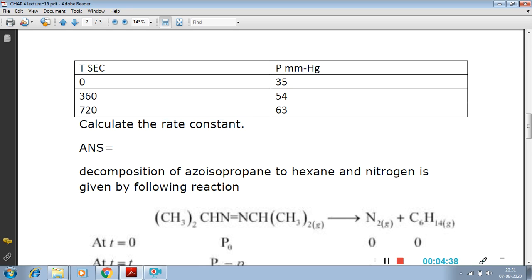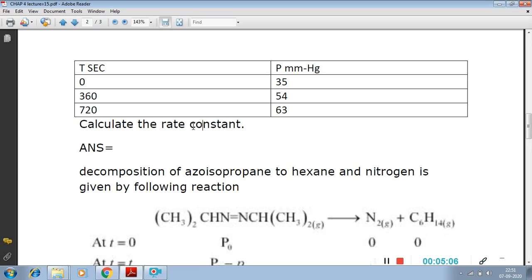Again, first for time interval 0 to 360, that K value we will find out. Then time interval 0 to 720, for that time interval we are going to find out a separate K value. So we will have 2 K values here, and in the end we are going to take average for overall rate constant K.